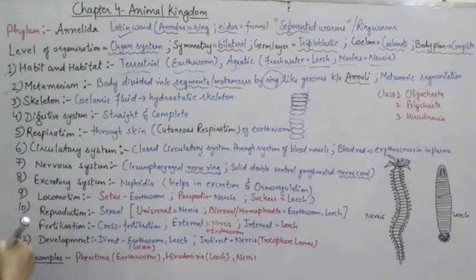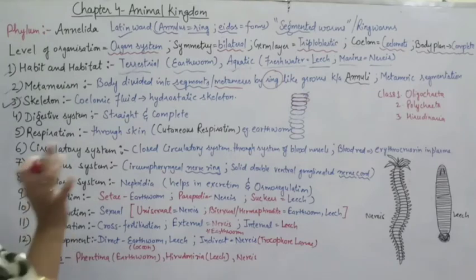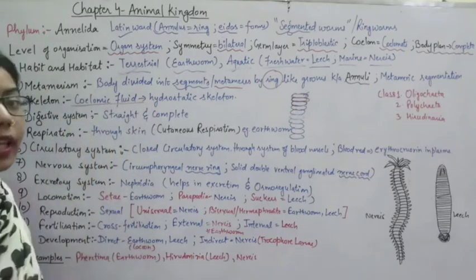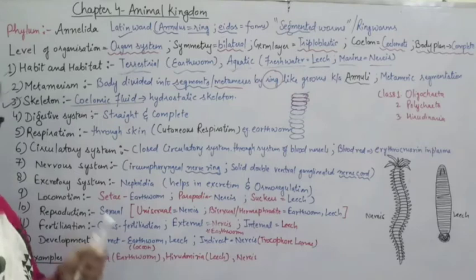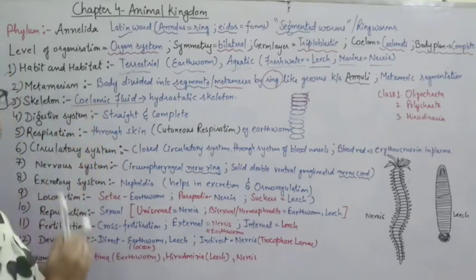Okay, now we come to the point of skeleton. Skeleton is what? If you talk about the skeleton of our body, it provides stiffness to our body. What is the work of the skeleton? To keep our body stiff. So if we talk about the skeleton in Annelida, there is no proper bony structure. Instead of that, there is coelomic fluid, and this coelomic fluid contains some liquid, and this liquid provides stiffness to the body of the annelids.